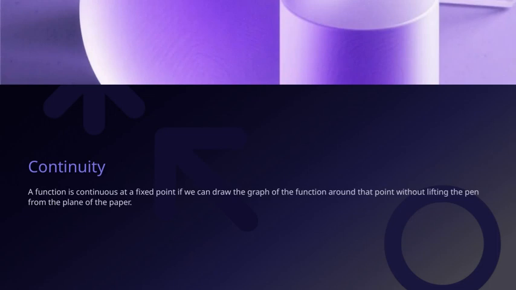A function is continuous at a fixed point if we can draw the graph of the function around that point without lifting the pen from the plane of the paper. This means that, as we approach that point from either side, the function's value gets closer and closer to the value at that point. In other words, there's no sudden jump or break in the graph at that location.